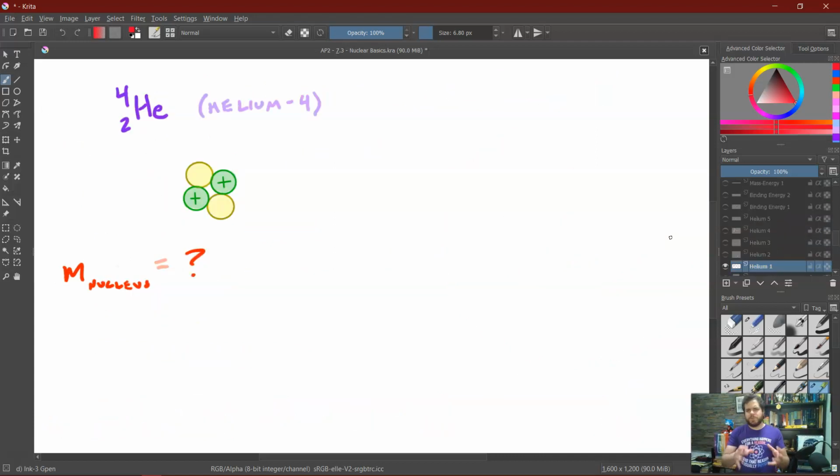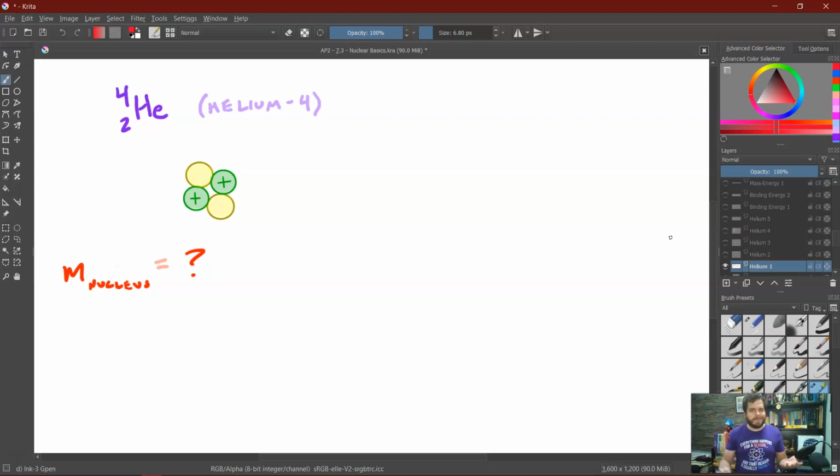Alright, so let's look at another nucleus, and we're really not going to focus on the electrons now. Most of this unit is all nuclear stuff, so the electrons are not going to be nearly as important. We're going to focus much more on the nucleons. And this is a nucleus of helium-4, meaning that I've got 2 protons and 2 neutrons, so combined they have a mass number of 4. And my question is, okay, what is the mass of this nucleus?